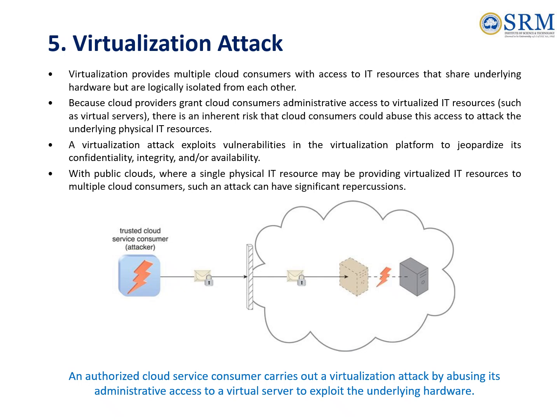Now look at the diagram shown here. An authorized cloud service consumer gains administrative access to a virtual server and then misuses that access to attack the underlying hardware or virtualization platform. If the attack succeeds, other virtual machines running on the same physical server may also become vulnerable. So even though virtual machines appear isolated, attacks on the virtualization layer can affect multiple cloud users together.